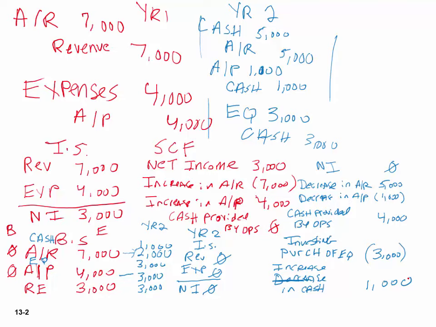Yes, sir. So when you were calculating that down, how come you skipped the cash provided by operations? I didn't skip it. I had net income was zero. I had the decrease in accounts receivable, which I added. I decreased my cash for $1,000 with the accounts payable, and my cash provided by operations is $4,000. What did I skip?